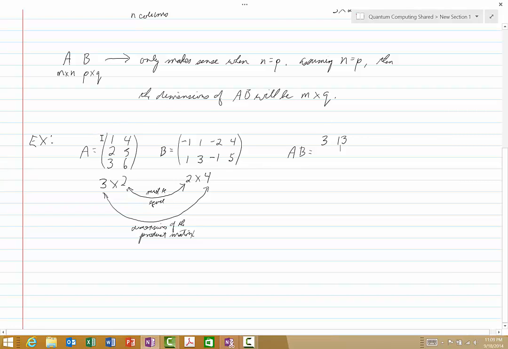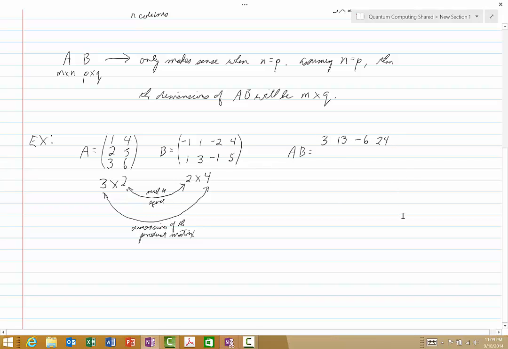Now we go across the first row and the third column. 1 times negative 2 is negative 2, plus 4 times negative 1 is negative 4. Negative 2 and negative 4 is negative 6. And the last time that we will use the first row of A, 1 times 4 is 4, plus 4 times 5 is 20, 4 and 20 is 24. And that concludes the first row of the product matrix AB.